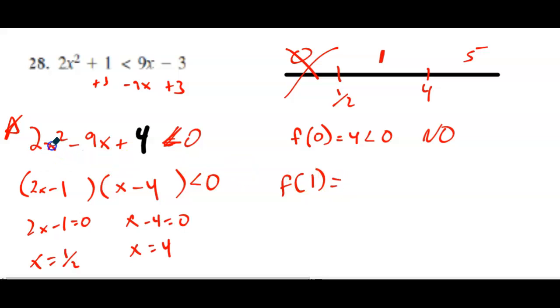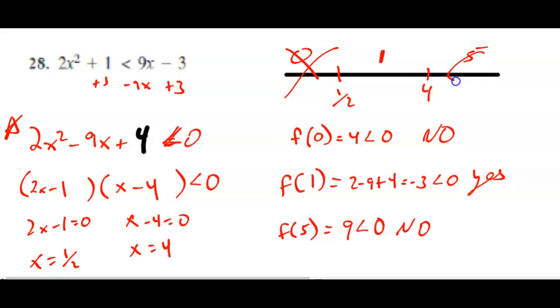And then f of 1. If I check 1, that's 1 squared is 1 times 2 is 2, and then you have minus 9 plus 4. So you get 2 minus 9 is negative 7, plus 4 is negative 3, which is less than 0. So yes. And then f of 5. You plug it in, you get 25 times 2 is 50, minus 45 is 5. 5 plus 4 is 9. So 9 less than 0, no. So this doesn't work either.